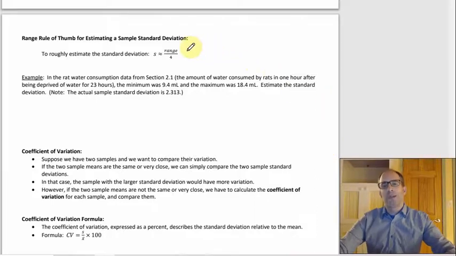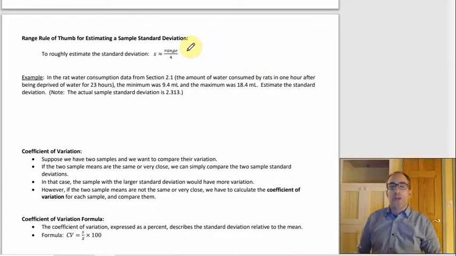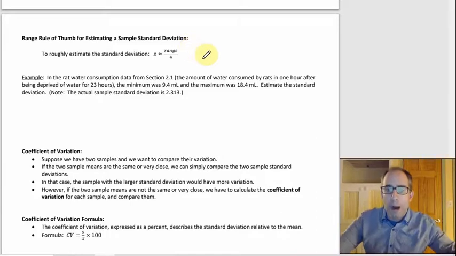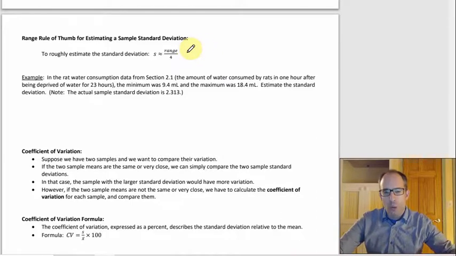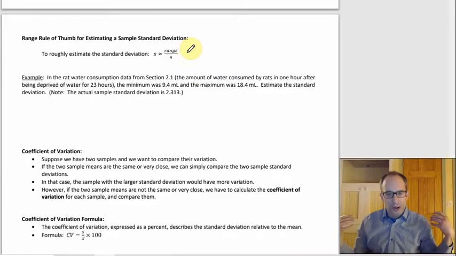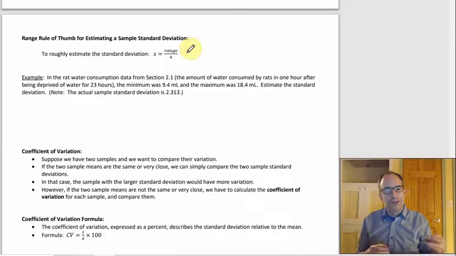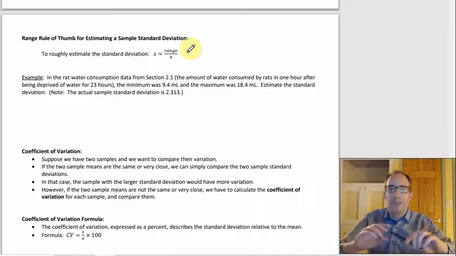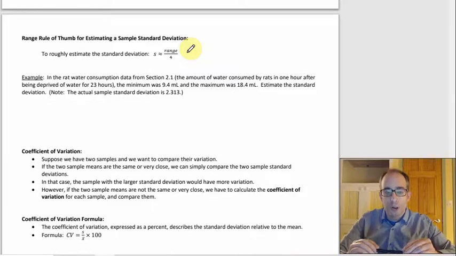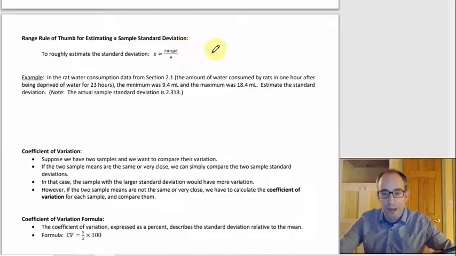Here is that thing I was talking about at the very beginning where the range actually shows up. What if you're in a situation where you don't have all of the data but you have the extreme values, or you can estimate the extreme values? Then you can estimate the standard deviation, and you do it by taking the range, so max minus min, and then dividing by 4.